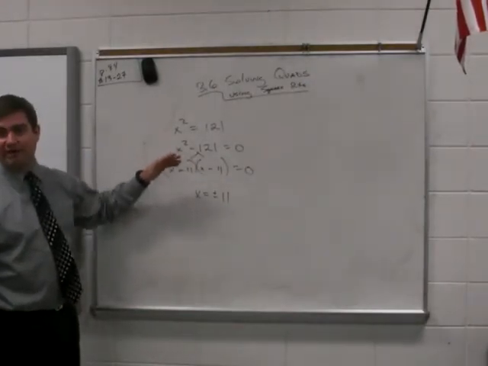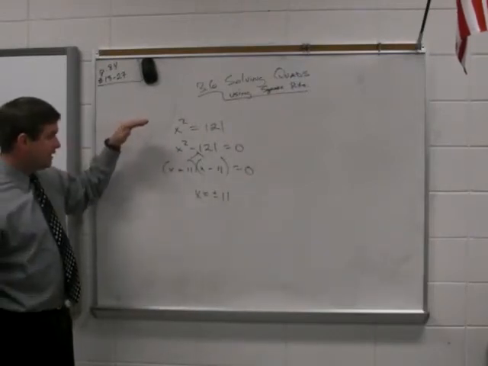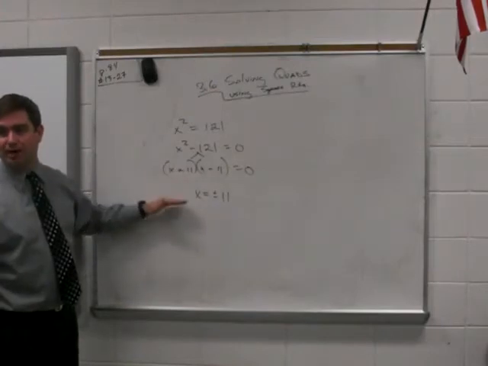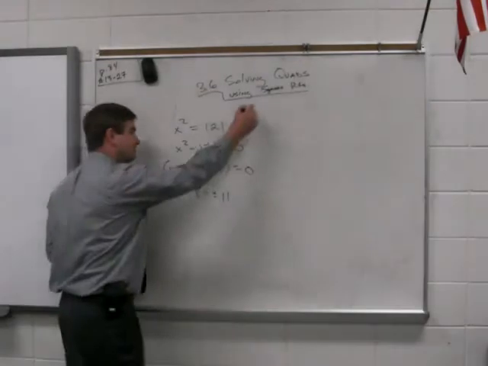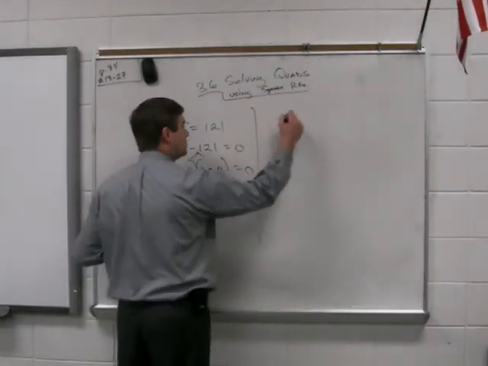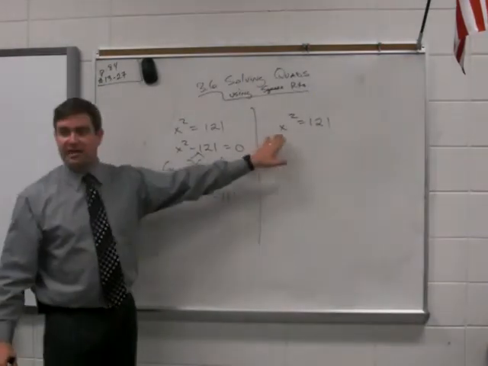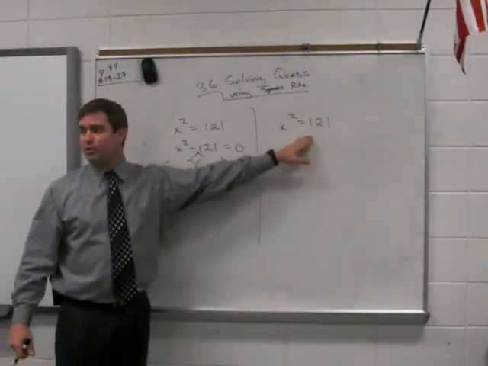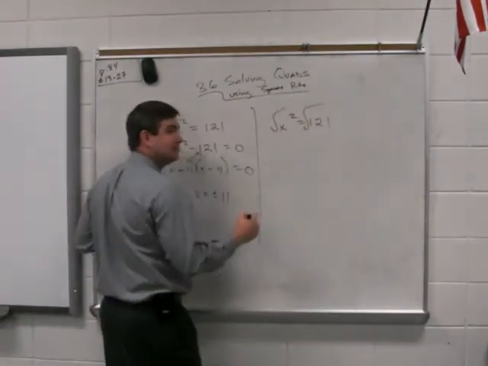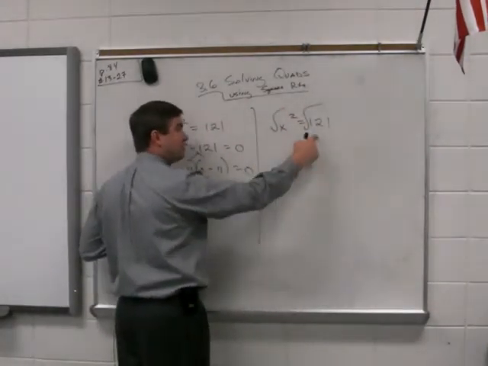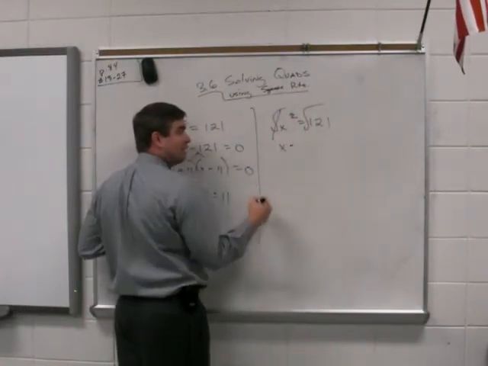Well, what if it doesn't factor? That's a question we're going to ponder in a second. But is there another way to do this problem using square roots that may be faster or easier? So here we go. x squared is equal to 121. We notice that we have x squared by itself equal to a number. So if I square root both sides, the square and the square root cancel out and I just get x on the left.